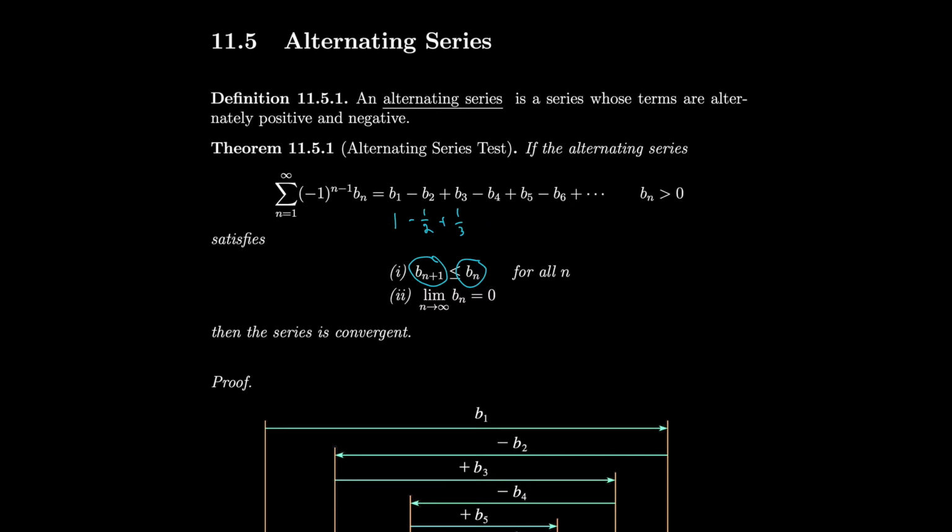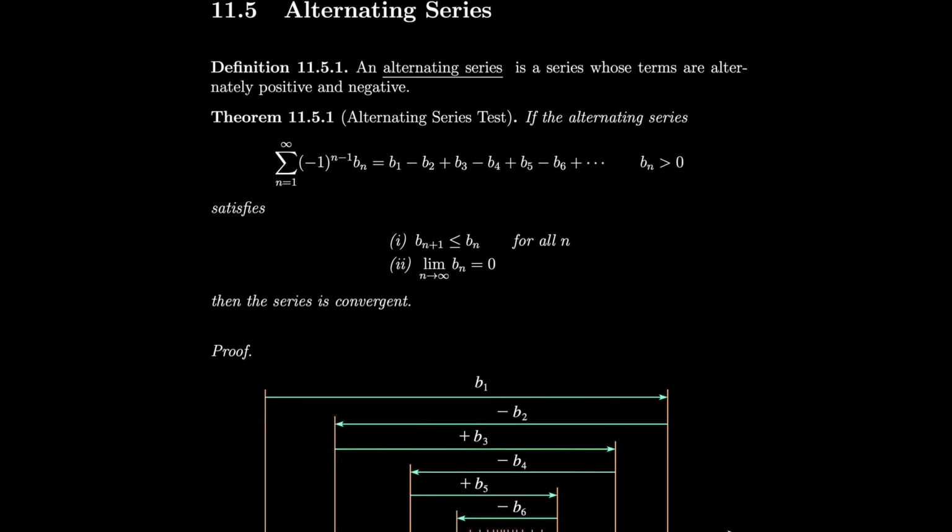So in order to see if an alternating series converges, we need that condition satisfied, but we also need that the limit of all of those terms is 0. So let's prove this.